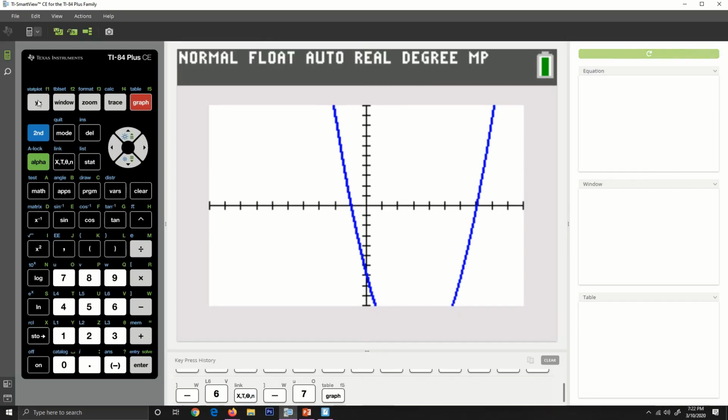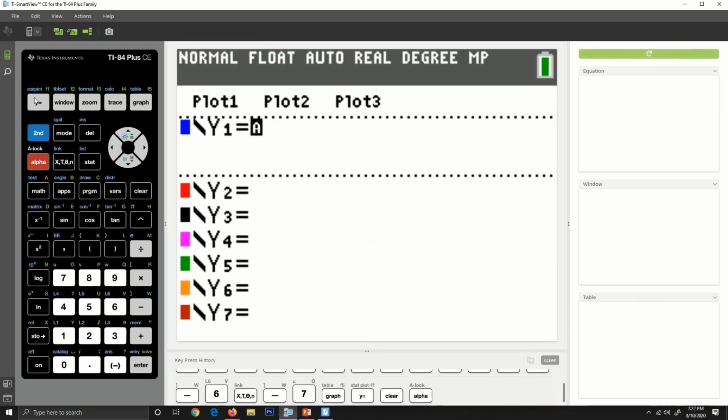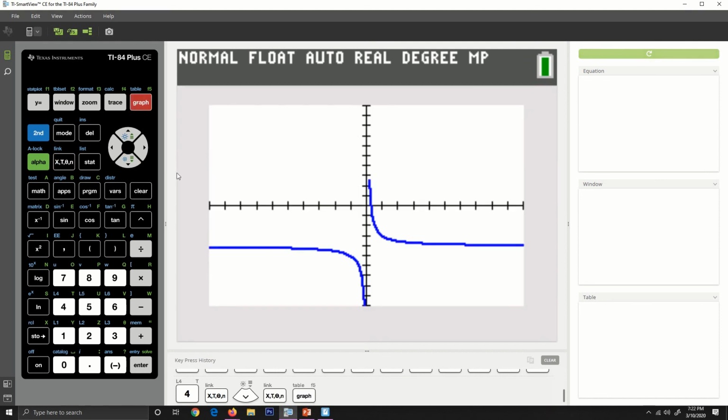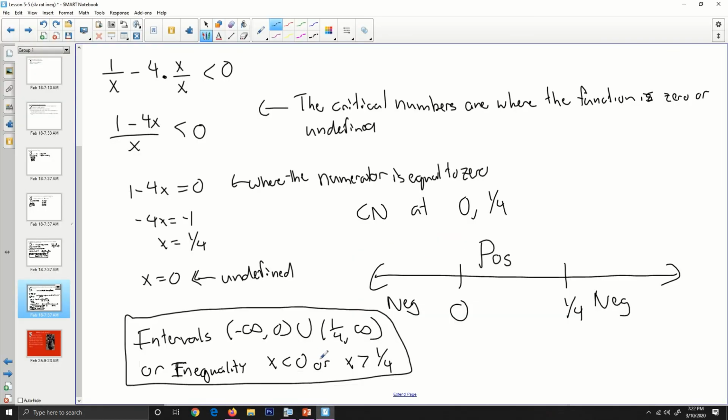So go to a graphing calculator, go to my y equals, clear this, alpha, fraction 1 minus 4x all over x, like that, hit graph. And we want to know where it's less than 0. Well, we said from -infinity until we get to 0, it's less than 0. And then from 0 to a quarter, it's greater than 0. And then from a quarter to +infinity, it's less than 0. And so clearly, we have gotten our interval correct in this particular instance.